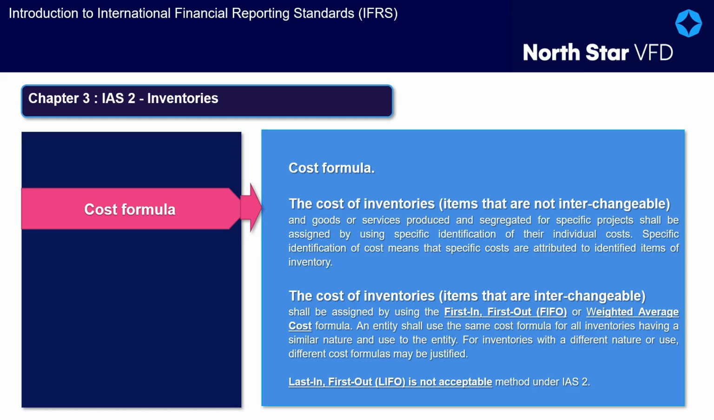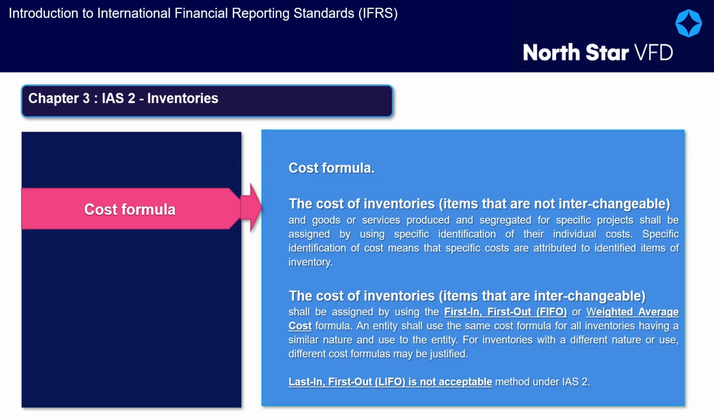LIFO, last-in, first-out. LIFO, as its name suggests, is the opposite of FIFO and assumes that the most recent purchases or production are used first. In certain cases, this could represent the physical flow of inventory, for example, if a store is filled and emptied from the top. However, LIFO is not an acceptable method under IAS 2.